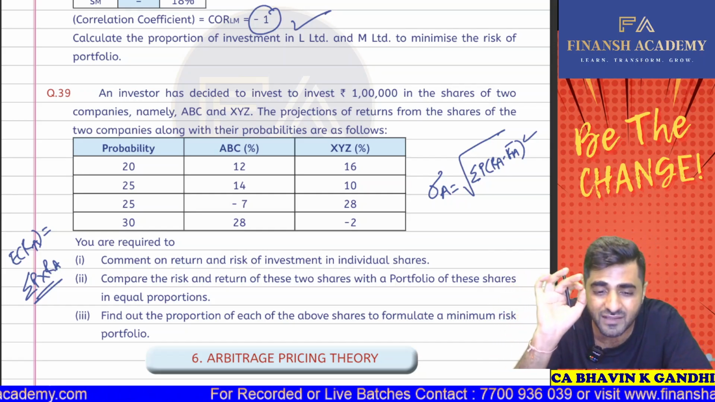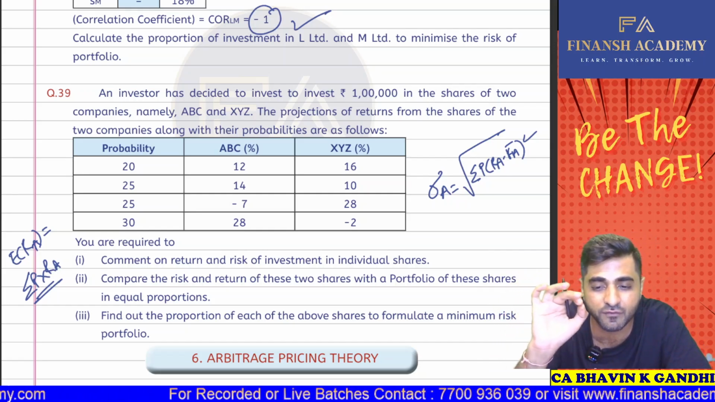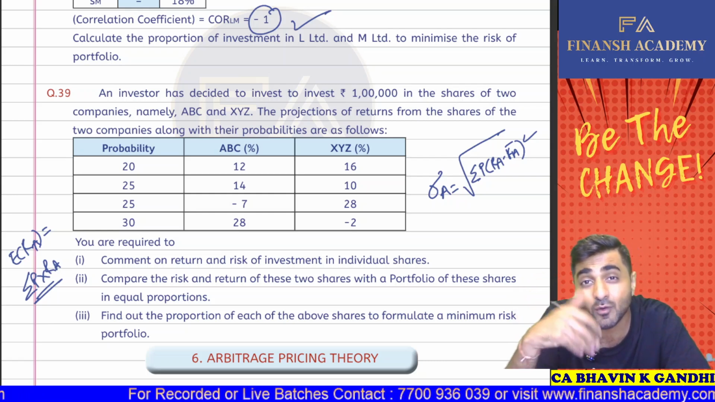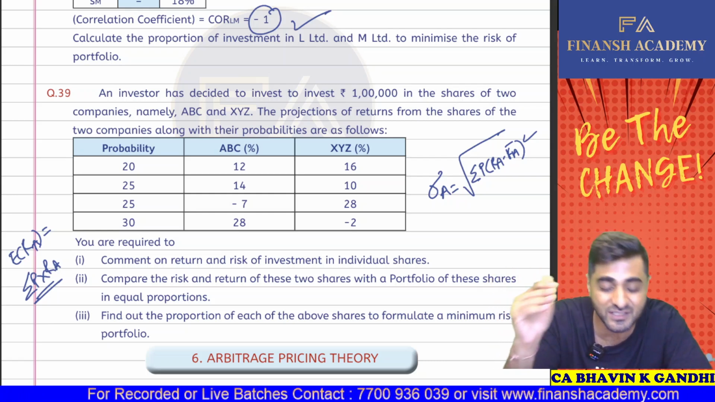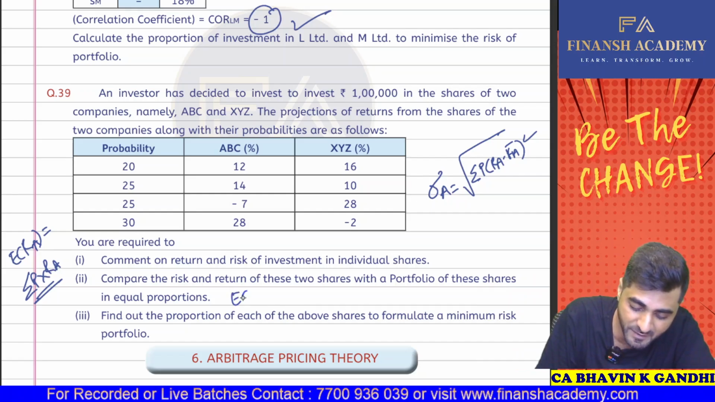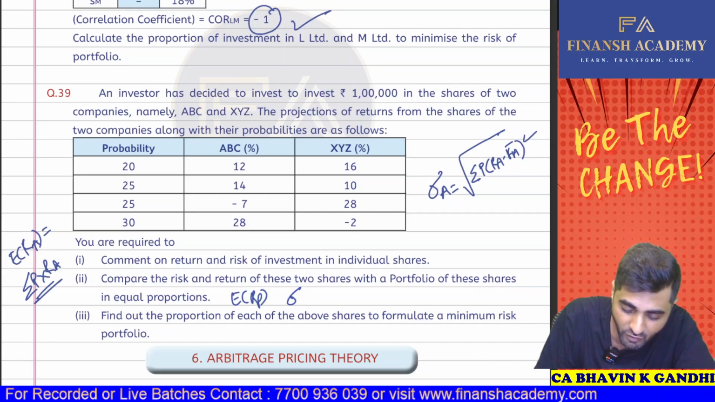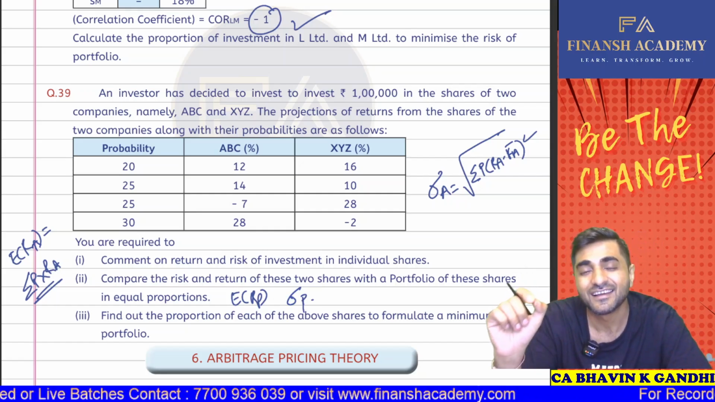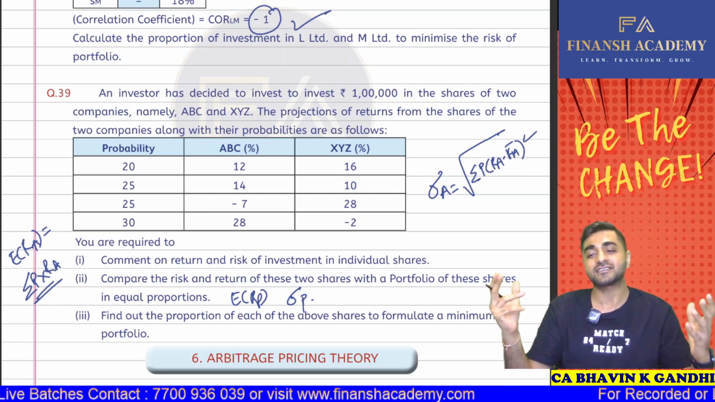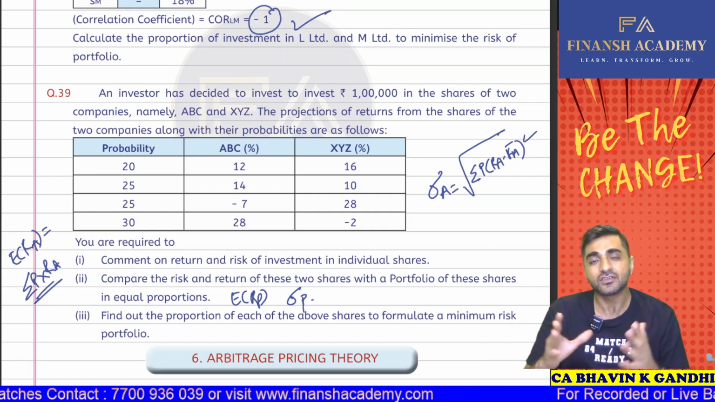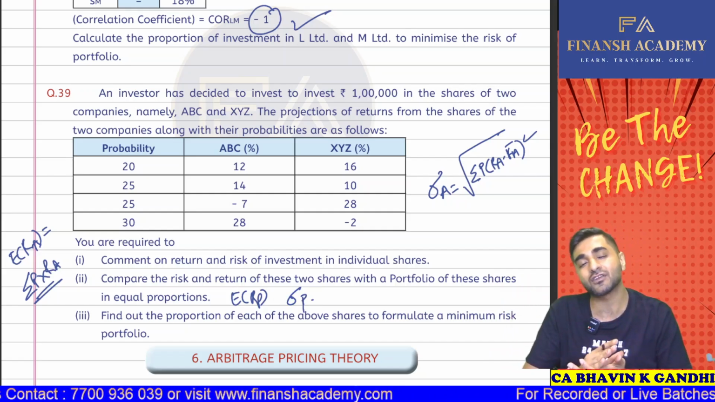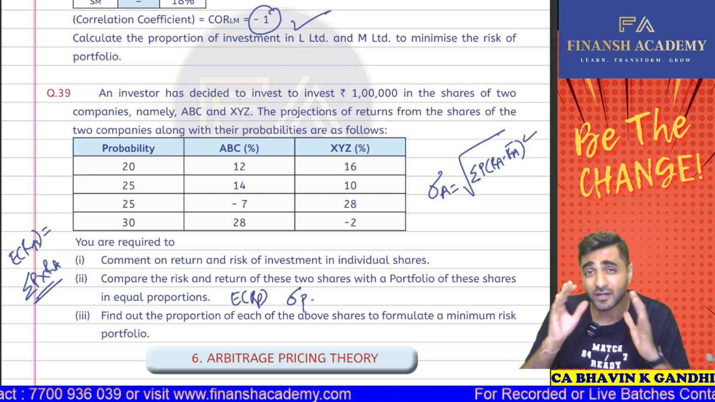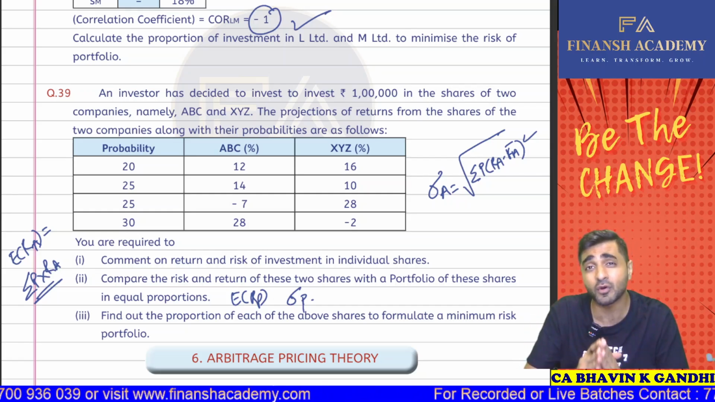Okay. Compare the risk and return of these two shares with a portfolio of these shares in equal proportion. So now, my dear students, we are required to calculate what should be the expected return of a portfolio and what should be the risk of a portfolio. Now, this expected return of a portfolio, can I calculate by using the weighted average concept? Come on, yes or no? Yes, sir. So weights of A into average return of A plus weights of B into average return of B. So that will give me the expected return of a portfolio.